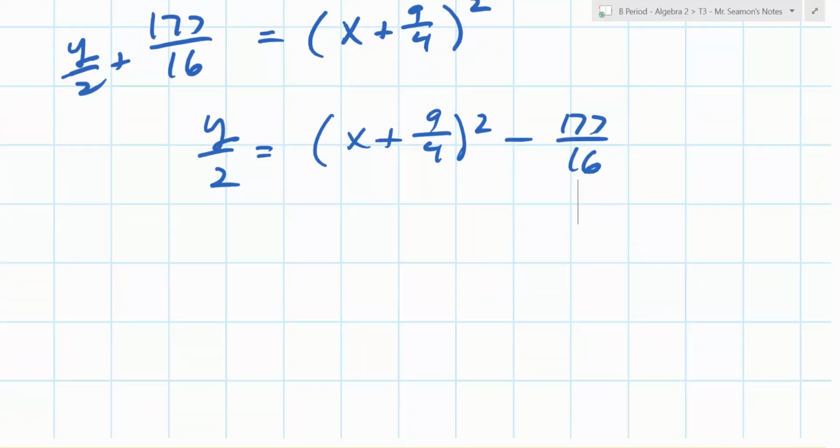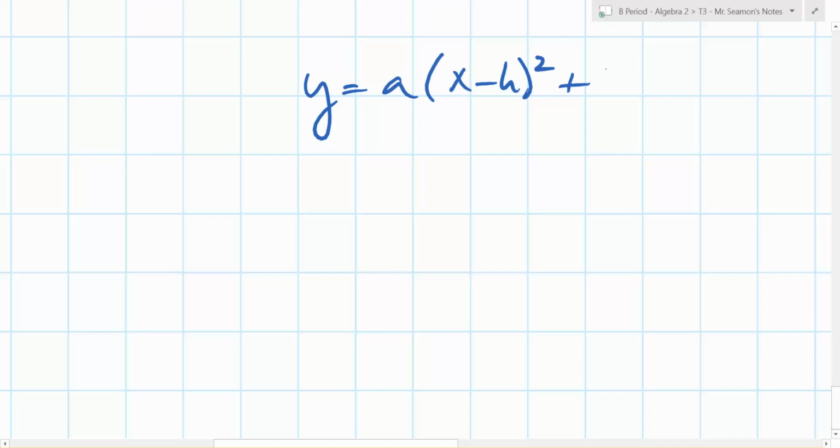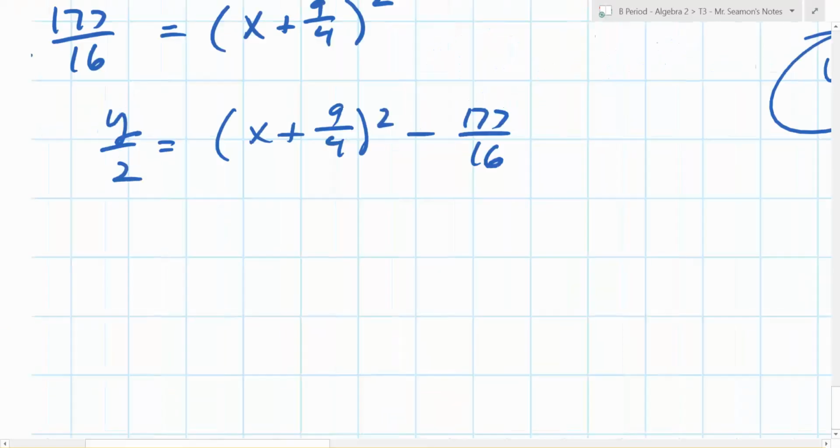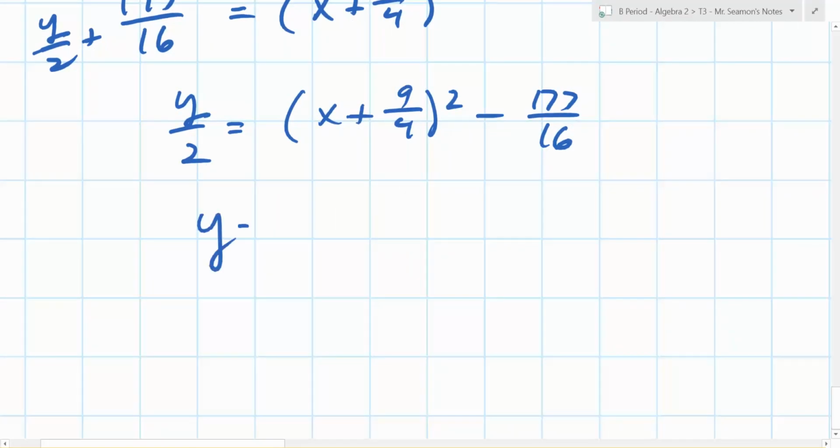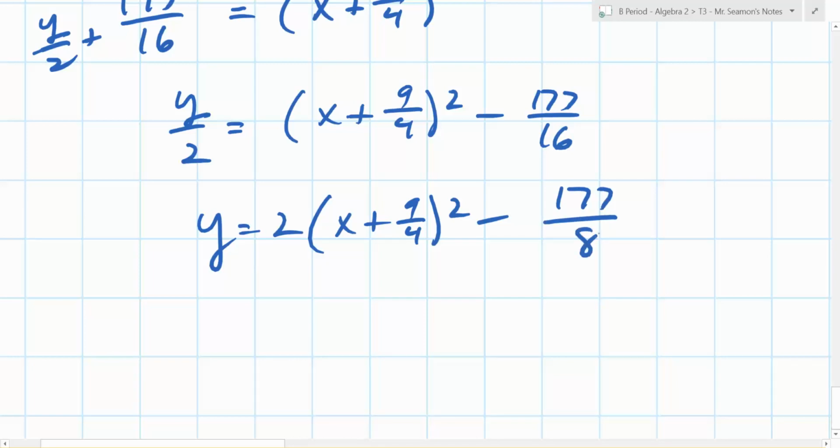But you don't like y over 2, you need y equals, because what is vertex form? y equals a times x minus h squared plus k. Is there anything around y over here? No. So what do you multiply by? So you get y is equal to 2 times x plus 9 over 4 squared minus 177 over 8, because you're multiplying by 2. So 2 on top. What's 2 over 16? 1 over 8. So in this case, what does h equal? Negative 9 over 4. K is equal to negative 177 over 8.